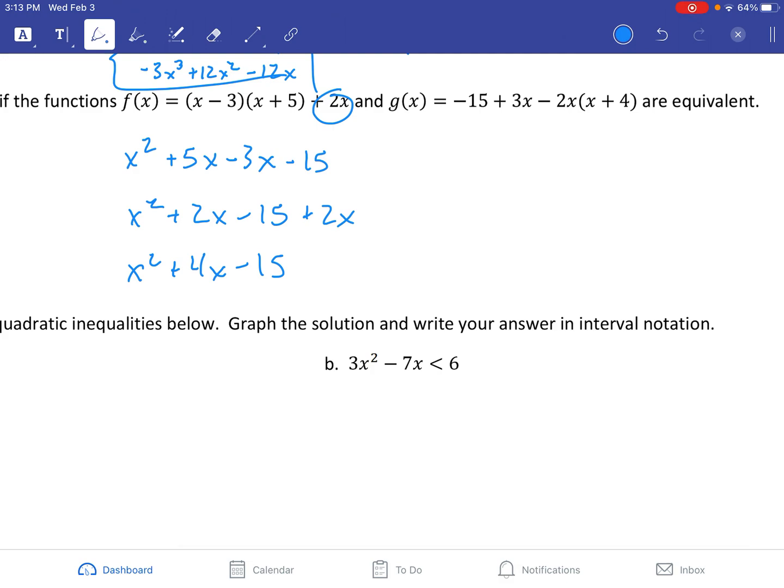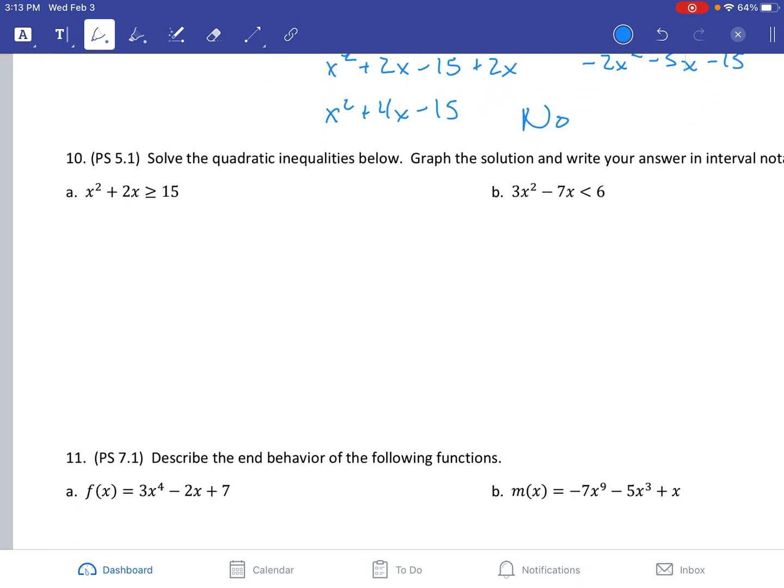All right, we have to do negative 2x times the two terms in the parentheses, so I'm going to rewrite negative 15 and then plus 3x. But then negative 2x times x is negative 2x squared, and negative 2x times 4 is negative 8x. Now I combine the like terms. Negative 2x squared goes first. The 3x minus 8x is negative 5x, and minus 15. Well, these things don't match, so this is a no.